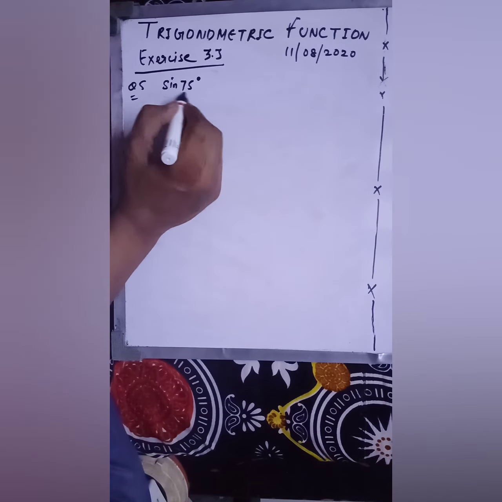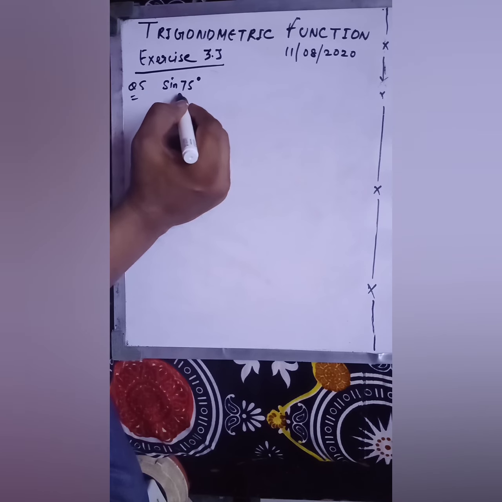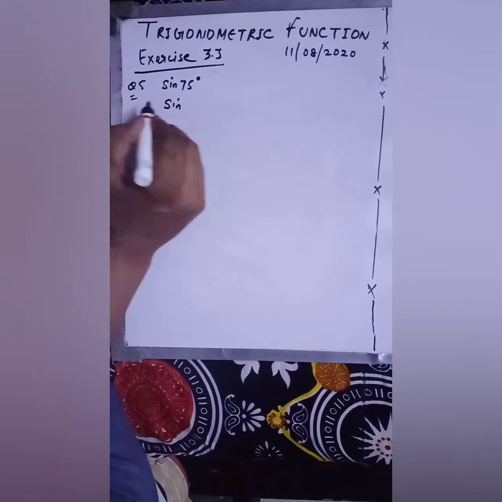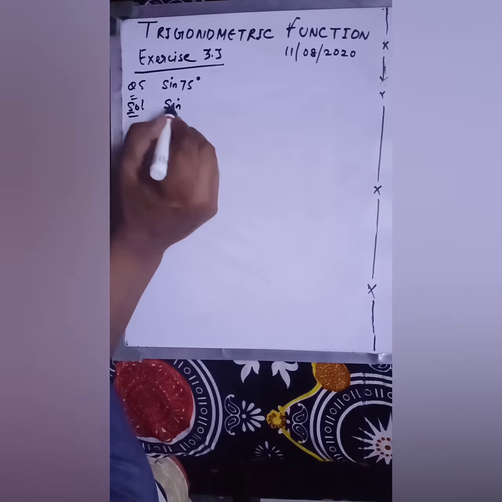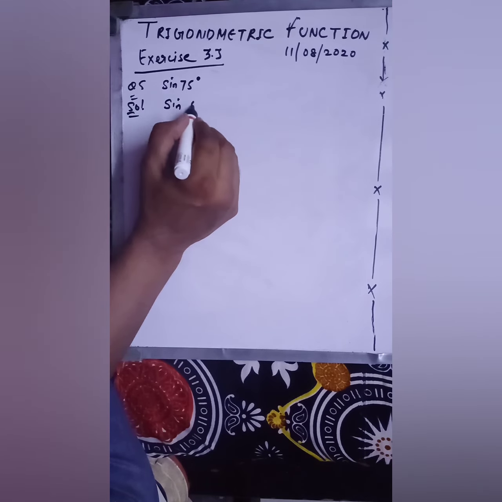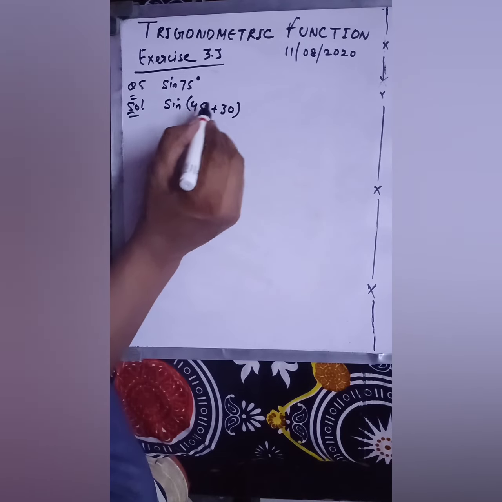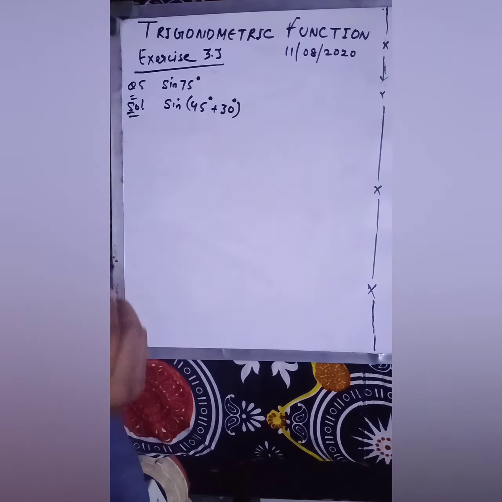So we have to find the value of this. In the table you will get the values for 60 and 90, but not 75. So here I am showing how you can find the value of sine 75. Here is the solution. I am writing 75 in this form: 45 degrees plus 30 degrees.